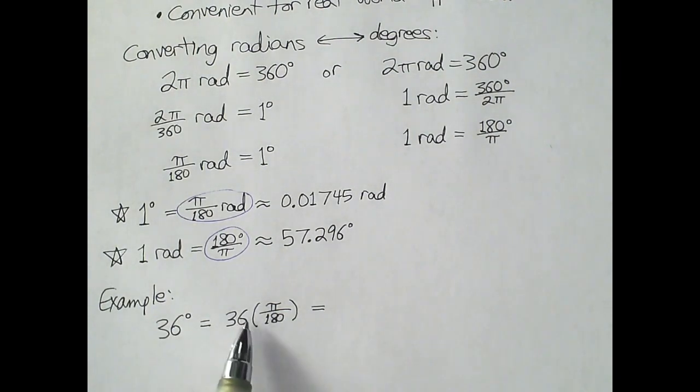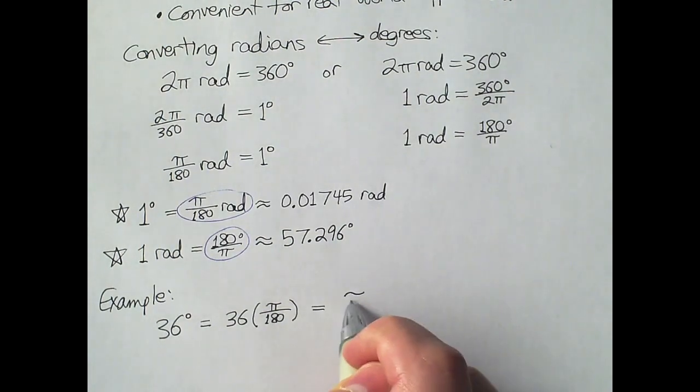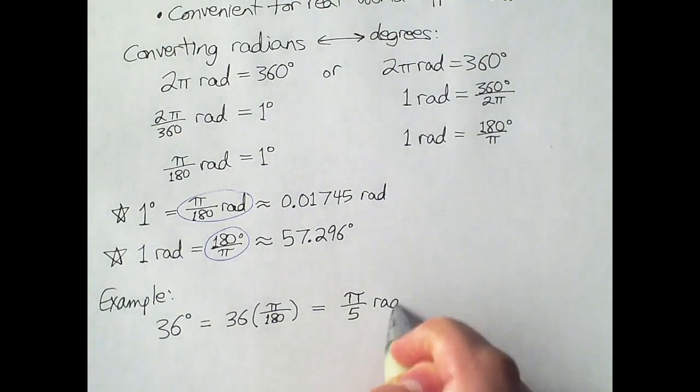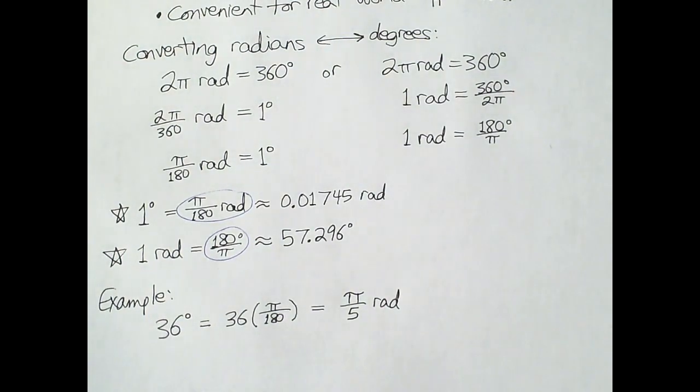And all that's left is, can we simplify 36 over 180? Yeah, actually 36 does divide into 180. And this simplifies to pi over 5. But let's write pi over 5 radians. So an angle of 36 degrees is an angle of pi over 5 radians.